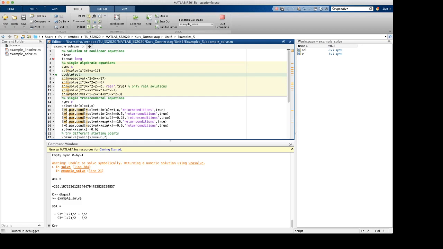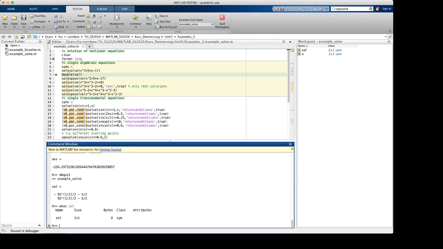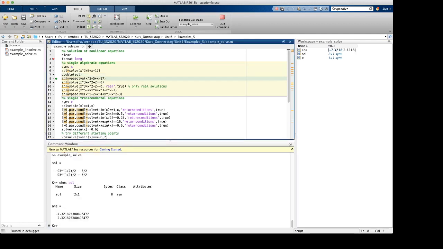The result are two symbolic constants, as you can see here. They are of class sym, but we can convert them to numerical values by the function double. So these are the two solutions of this simple quadratic equation.